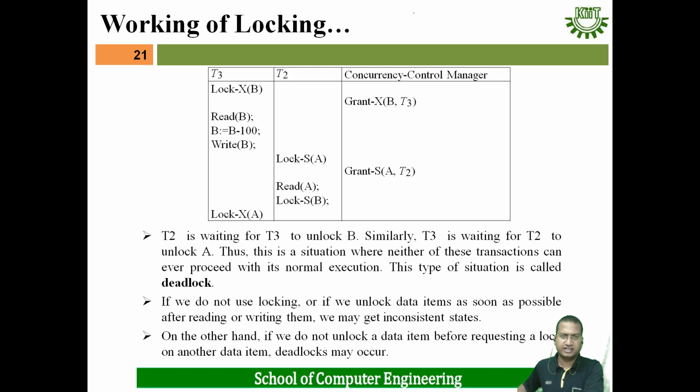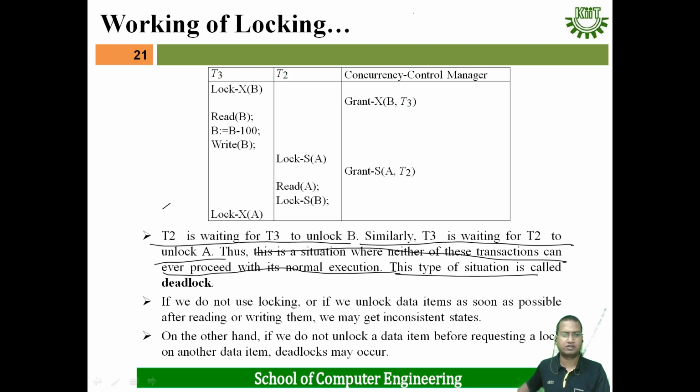T2 is waiting for T3 to unlock B. Similarly, T3 is waiting for T2 to unlock A. Thus, this is a situation where neither of these transactions can ever proceed with its normal execution. This type of situation is called deadlock.